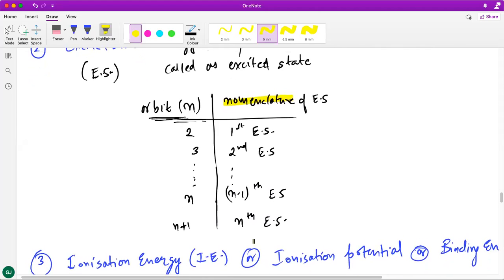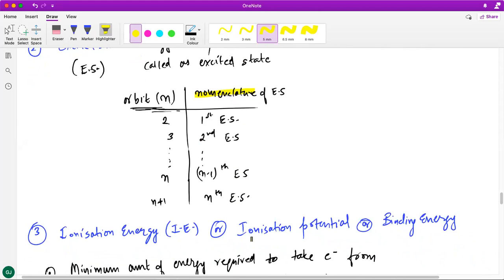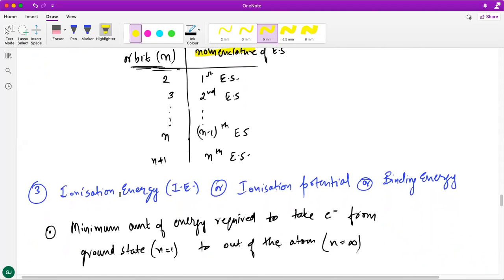Okay. Then we come across this term called ionization energy, or binding energy, or ionization potential. Now this ionization potential was something of an older term. अभी of late इसका use बहुत ही कम रहता है. ठीक है. More often we come across ionization energy or binding energy as a term. Now what is the definition of this?